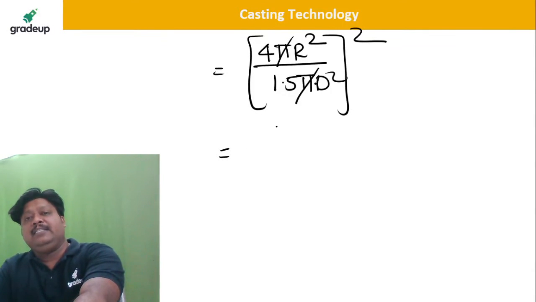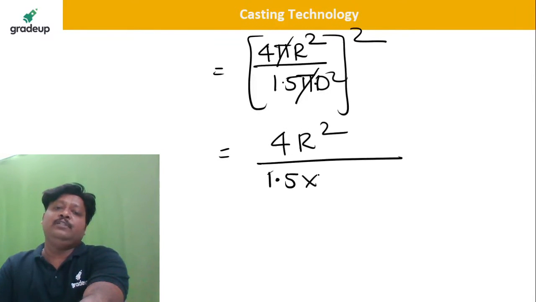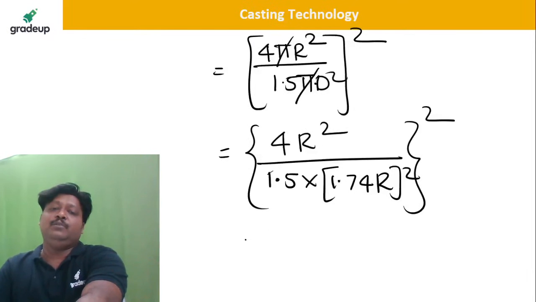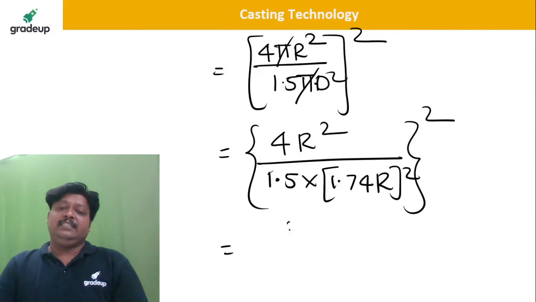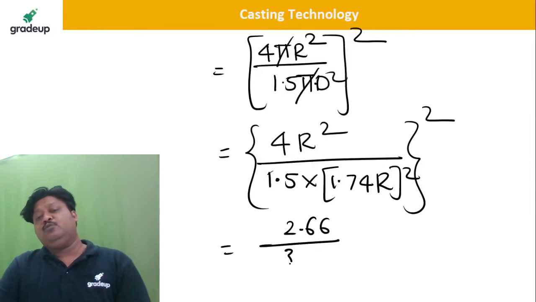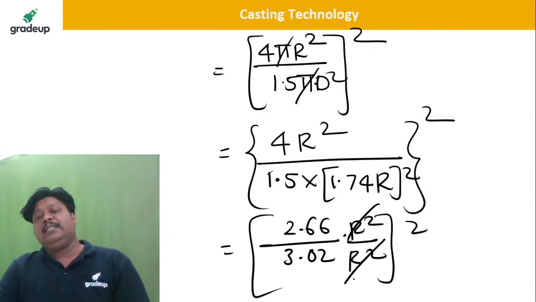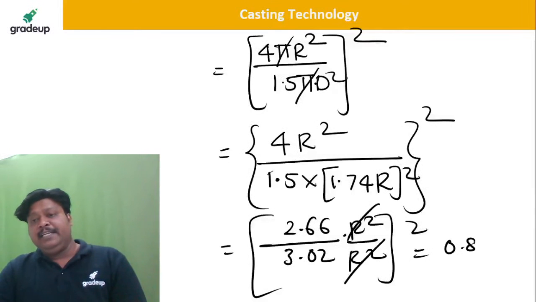Okay, so pi gets cancelled out, so 4 r square divided by 1.5 into d is 1.74 times r, whole square, and this is complete square. So it will be how much? 4 divided by 1.5 is 2.66, divided by 1.74 bracket square, 1.74 square is 3.02 into r square, divided by r square and whole bracket square. So r square cancels out. So 2.66 divided by 3.02 and entire bracket square. Actually it is coming as 0.878 whole square.